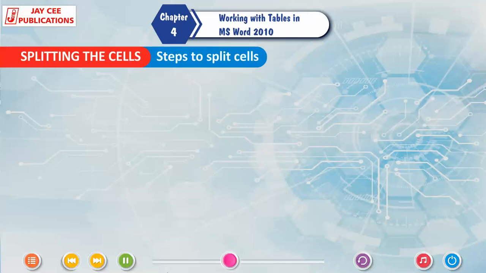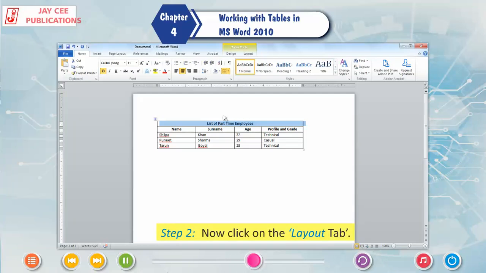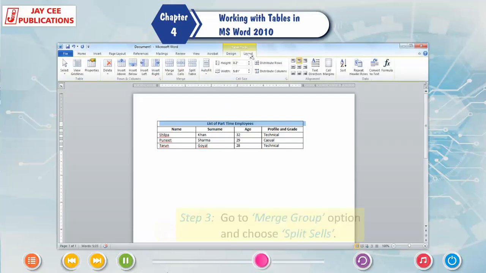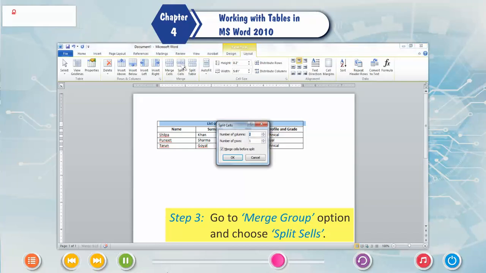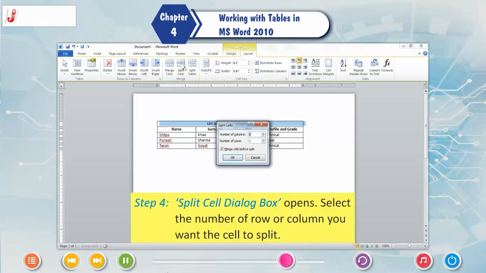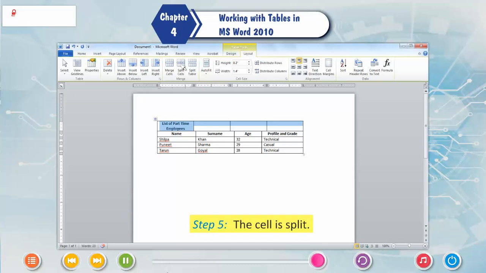Steps to split cells. Step 1. Click inside the cell which you want to split. Step 2. Now click on the Layout tab. Step 3. Go to Merge Group option and choose Split Cells. Step 4. Split Cell dialog box opens. Select the number of rows or columns you want the cell to split into. Step 5. The cell is split.